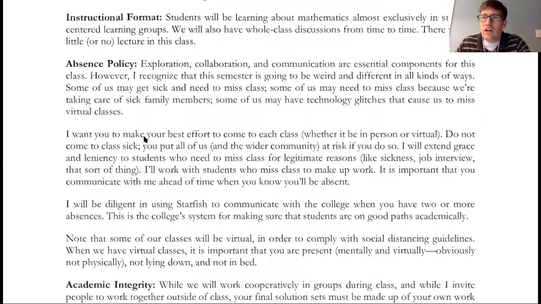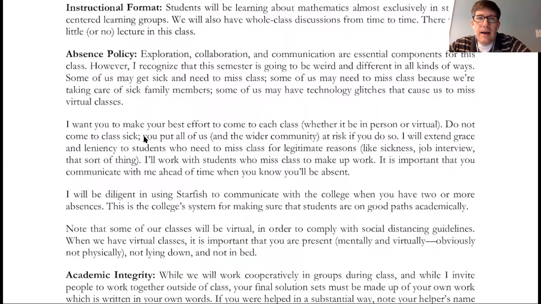All right, so I do want to talk a little bit about the absence policy. It's important that you show up to class when you can, right? Because that participation is going to be important. That is the way that you learn mathematics, is by doing mathematics. And so we need to get into that practice, get into that habit. And you can't be doing it if you're not here. However, this semester is weird and different. Some of us will get sick. And when we're sick, we will not be coming to class, in order to protect the larger Wofford community, in order to protect our most vulnerable people and everyone, right? And there may be technology glitches.